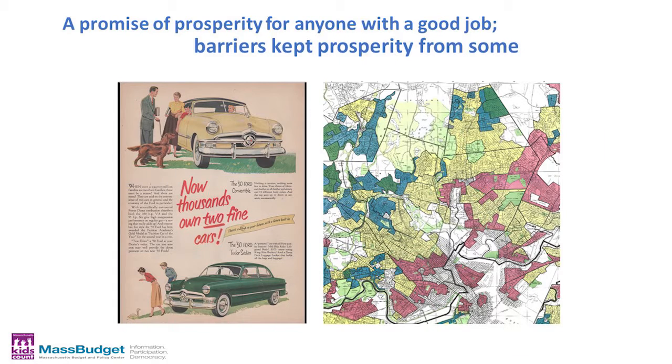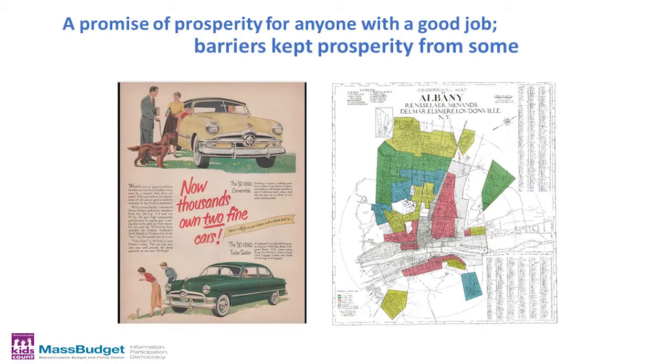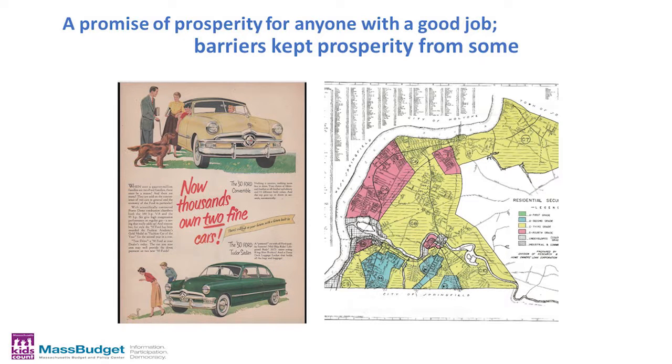So there's a promise of prosperity for anyone with access, with anyone with a good job, but there were barriers that kept prosperity from some. There were policies that kept this opportunity from some communities. This is a picture of Boston. This is a picture of Albany. This is a picture of Chicopee. And what these are is, a little earlier, the Homeowners Loan Corporation in the 1930s, early 40s, a federal organization.